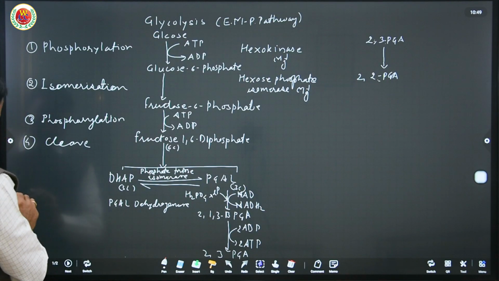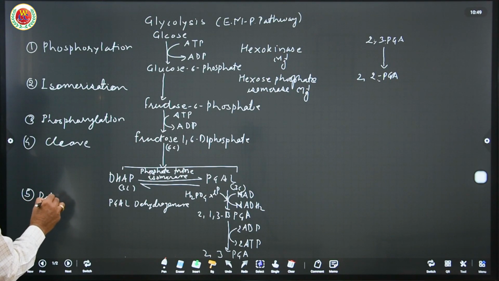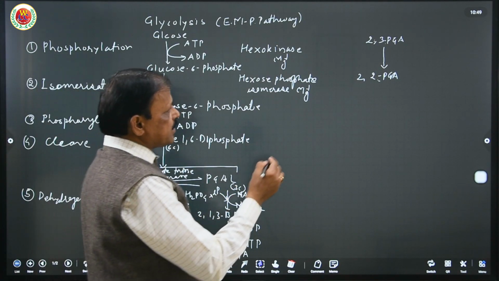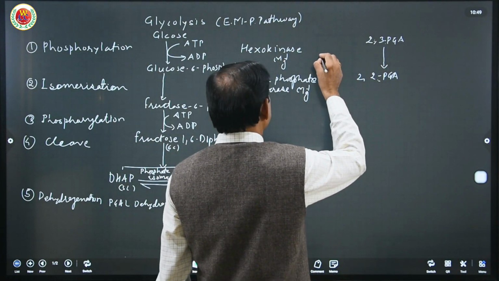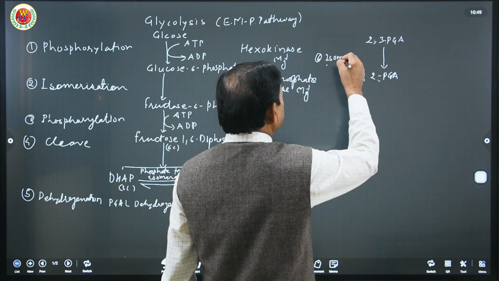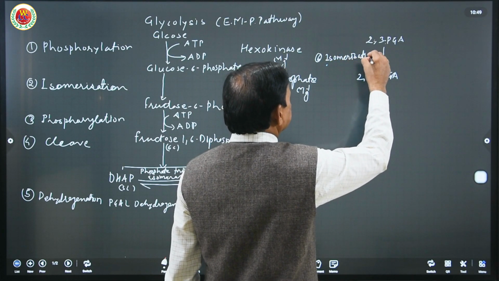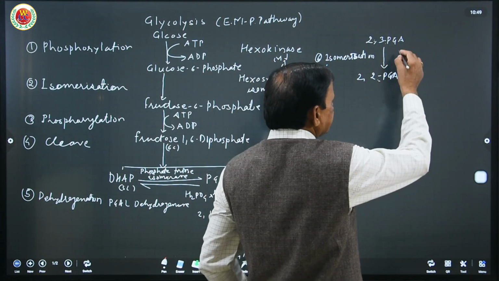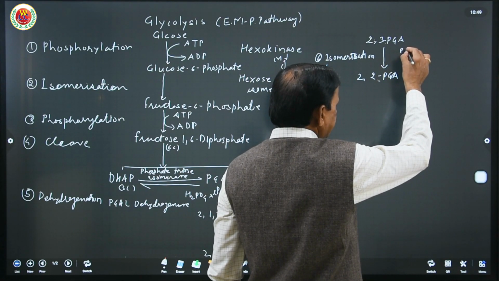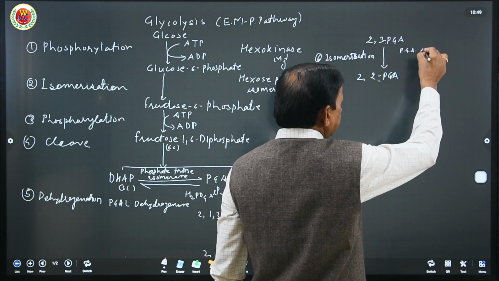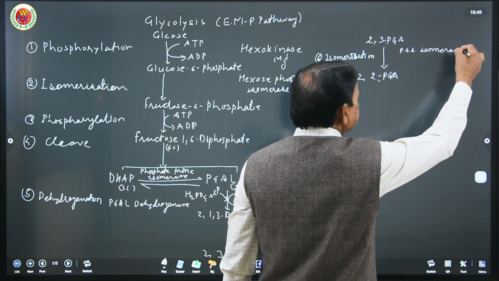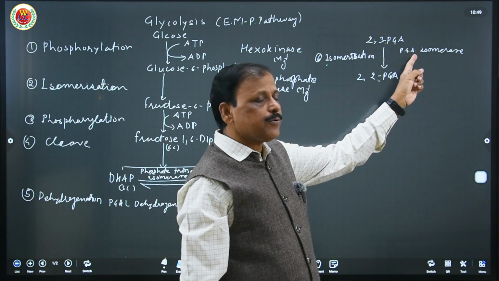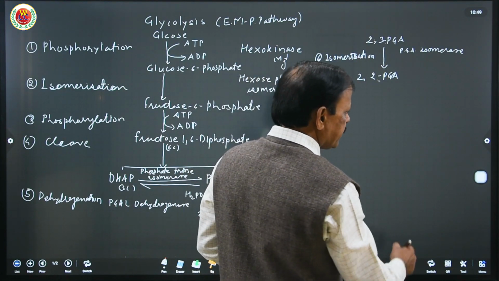Here this was the fifth stage, dehydrogenation. Now this is isomerization, the sixth step. It occurs in the presence of phosphoglycerate isomerase, the PGA isomerase. That enzyme is very easy to remember: the process is isomerization and the substrate is phosphoglycerate, so phosphoglycerate isomerase.